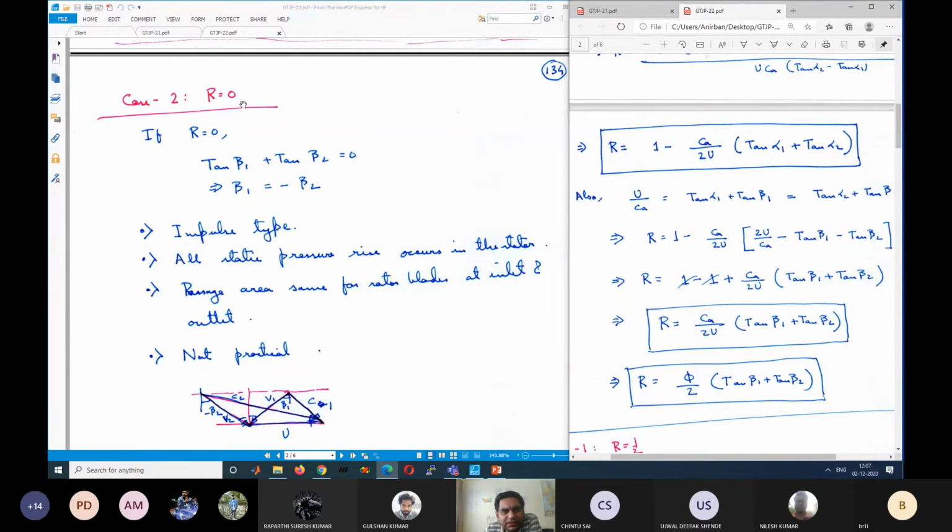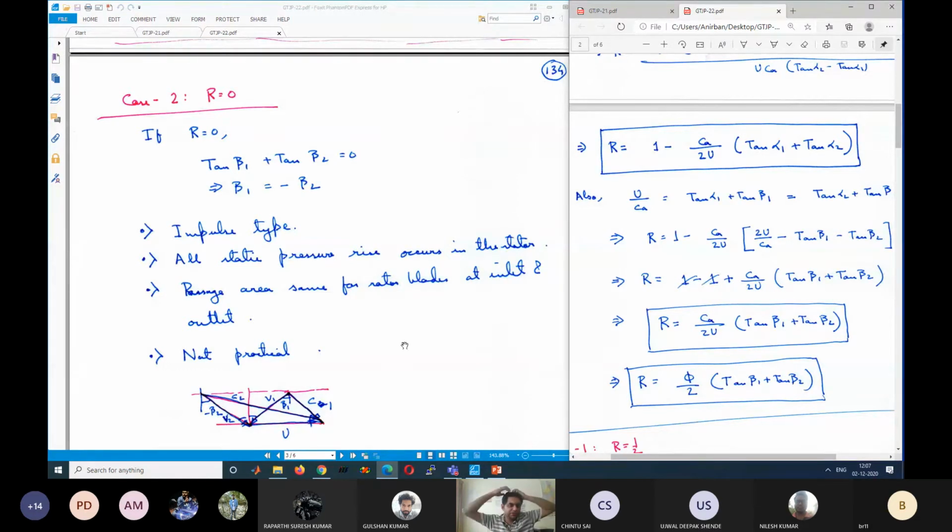R equal to 0 means no diffusion in the rotor; only diffusion occurs in the stator. So from our equation, if we put R equal to 0, it gives us tan beta 1 plus tan beta 2 equal to 0, or beta 1 is equal to minus beta 2. If you draw this diagram, it will look like this. It is symmetrical, so the beta 1 and beta 2 lines, or the V2 and V1 lines, are similar. So V1 is equal to V2.